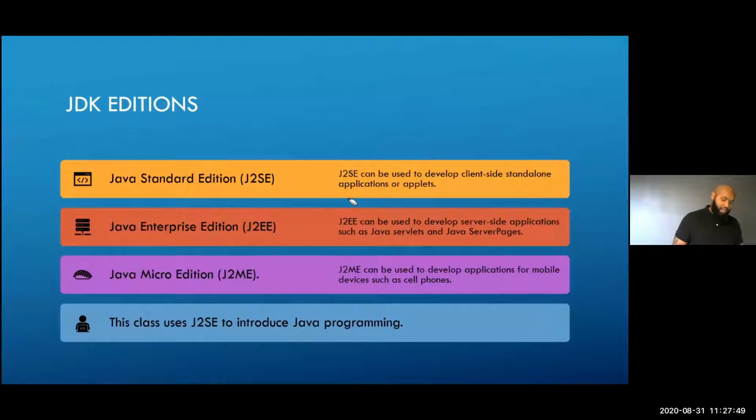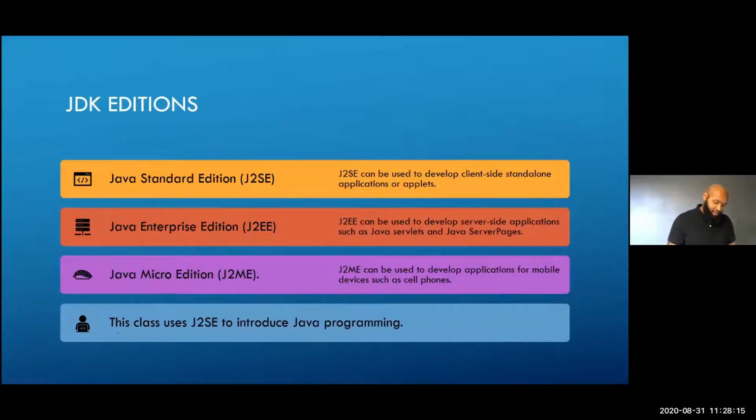Here are the different JDK editions. JDK stands for Java Development Kit, which is what's necessary in order to code in Java. The JDK is basically all the libraries, all the code, everything that understands what you're writing in one package, one big program. And it allows you to code in Java.